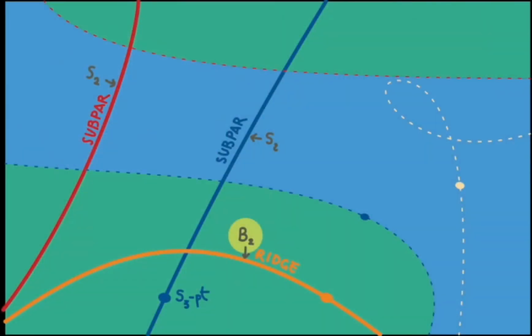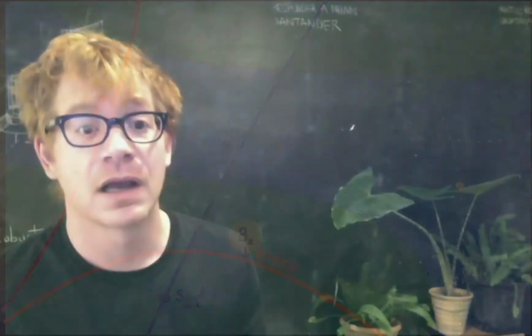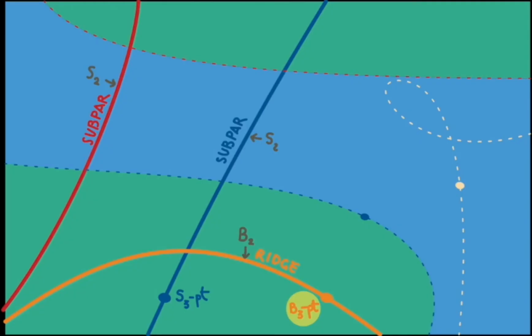Something similar happens on the ridge. You can detect the ridge by the fact that instead of S1, you get a B2 singularity. And on the ridge, there is a new robust feature called the B3 points, where you get the B3 singularity instead of a B2 singularity. Also, you can detect where the ridge and the subparabolic curve intersect, because on those points you will get a C3 singularity instead of the S2 singularity coming from the subparabolic curve and the B2 singularity coming from the ridge.